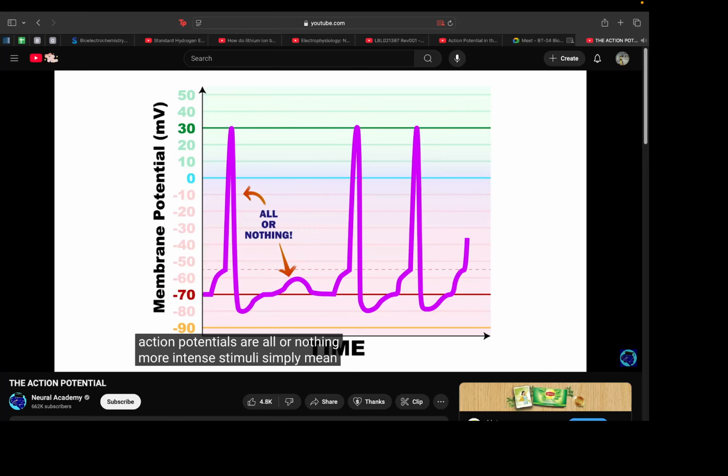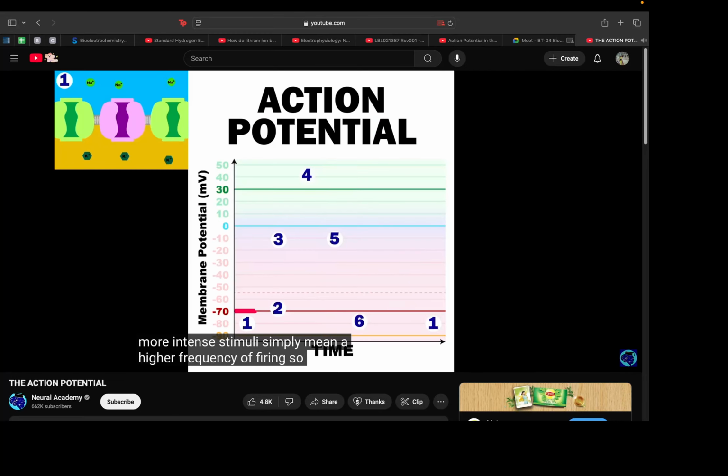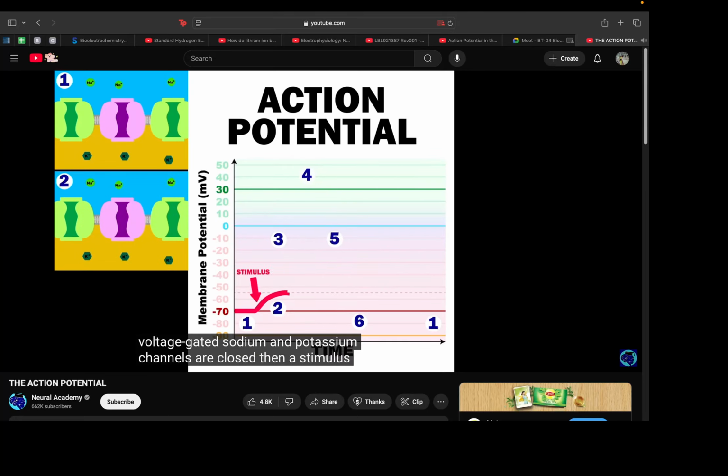More intense stimuli simply mean a higher frequency of firing. So let's go through the steps of an action potential. We start off at resting potential. Voltage-gated sodium and potassium channels are closed. Then, a stimulus causes some voltage-gated sodium channels to open.